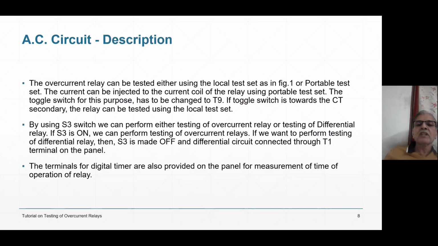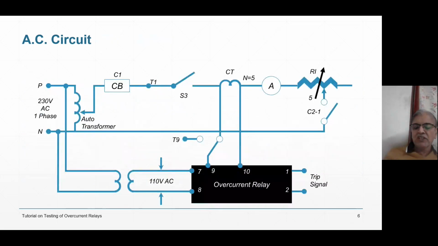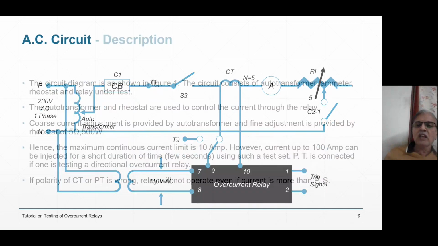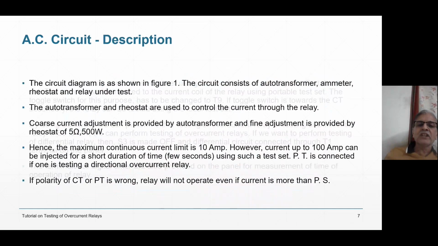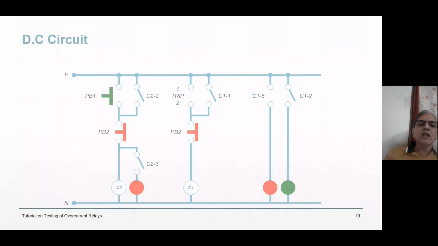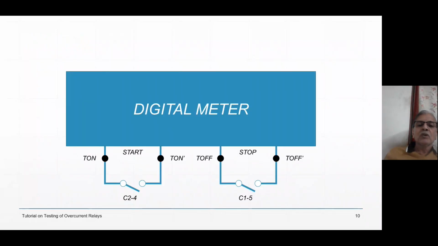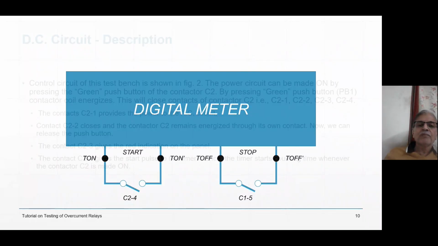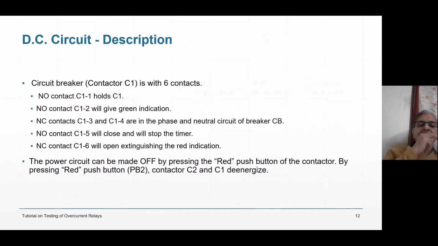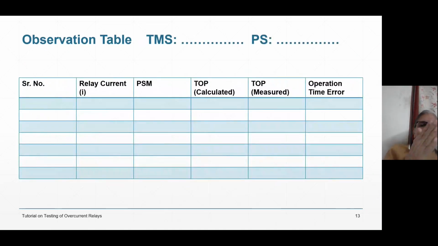The ammeter is placed in the circuit, right? With this ammeter, you note down the current. What is the current passing through the relay? So you have noted down the current, and then PSM. Relay current divided by PS is PSM. Then the time is calculated. Calculated time is from the formula.